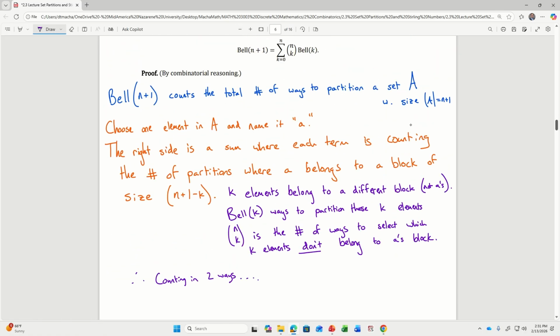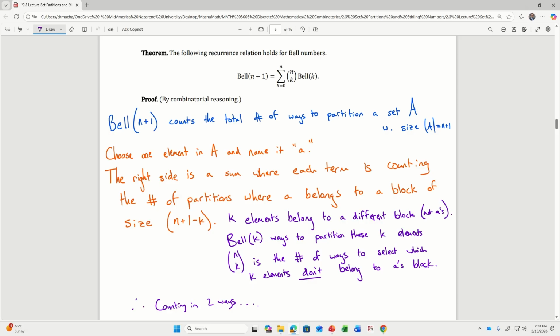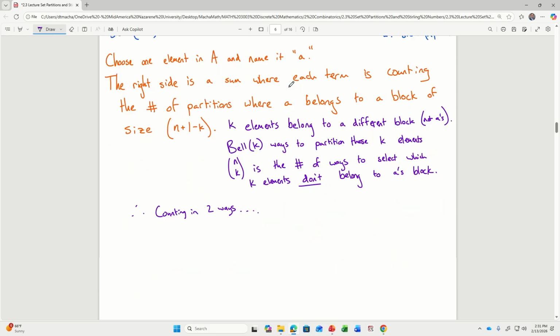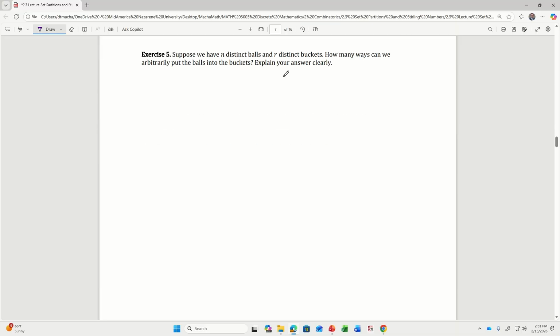Since the left side and the right side are counting the same number in two different ways, that has to be true. So now we have a recurrence relation for Bell numbers. Great. Of course, it's not a very nice recurrence relation. Anytime a sum appears, that's not very good. But it's something you could do. Next.